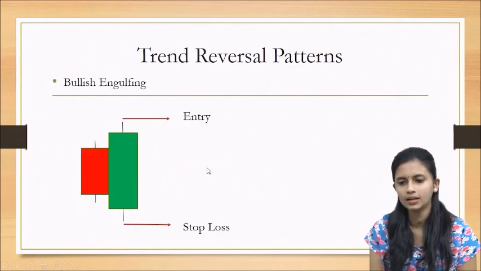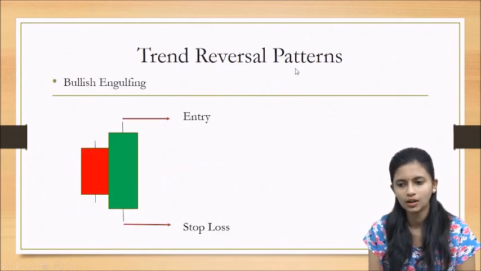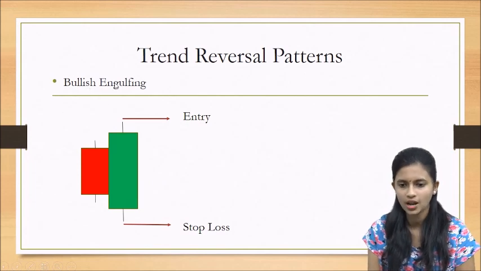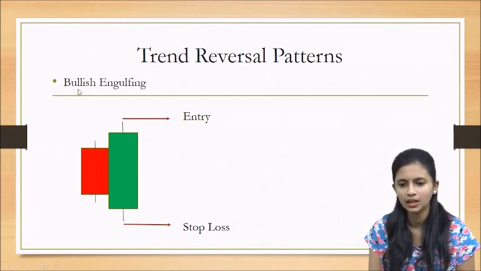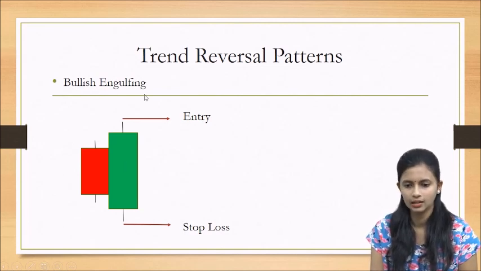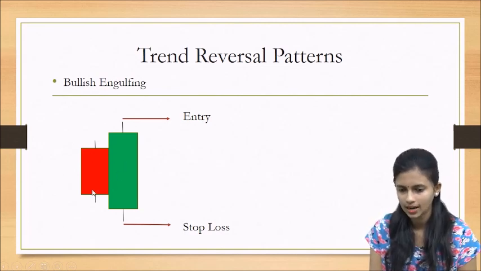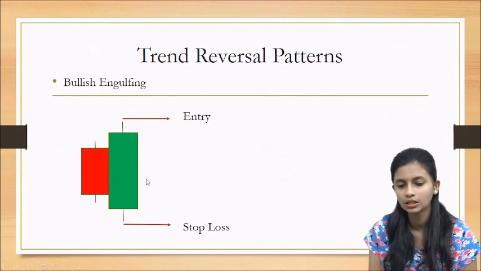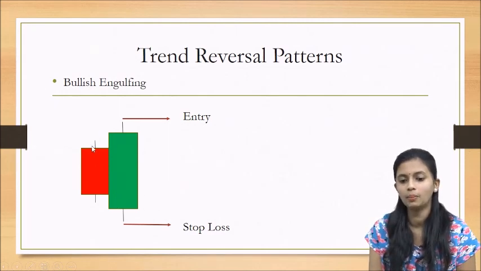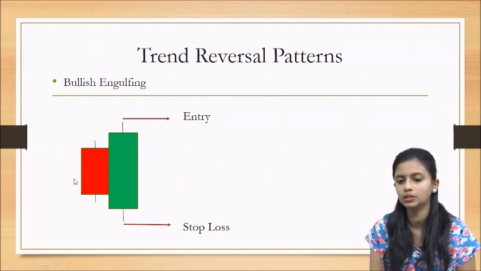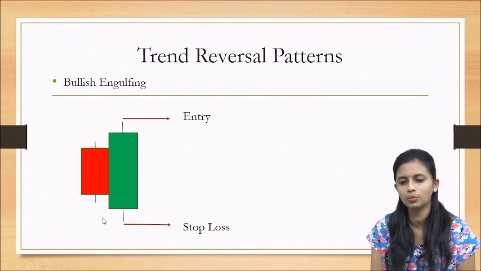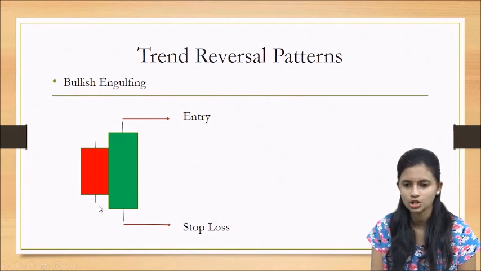Now what are trend reversal patterns? The first trend reversal pattern is bullish engulfing. All must be knowing this. This is one of the popularly used patterns. Bullish engulfing is one red candle and then a bigger green candle which will engulf the open and close of the red candle. So this pattern has to be present to be called bullish engulfing.